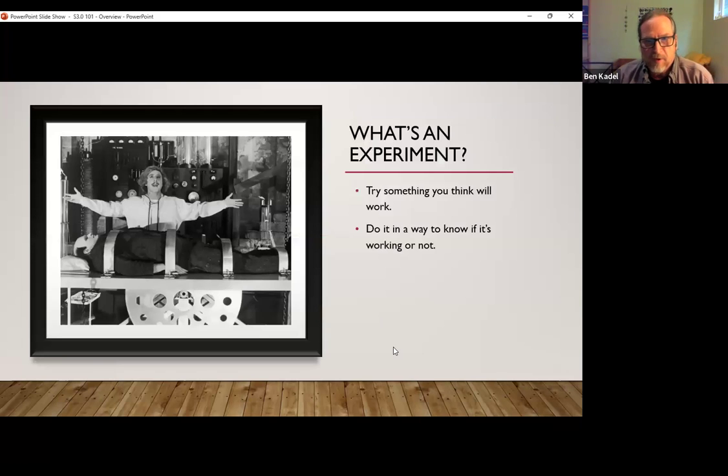So what is an experiment? Bernhard Bockelbrink, one of the co-founders of Sociocracy 3.0, boils it down to: try something that you think will work, and do it in a way where you can tell if it's working or not. It's really the second point that is the key here. Our traditional, habitual way of working is the so-called Einsteinian definition of insanity: we keep doing the same thing and expecting different results. What we want to do is set our projects up in a way that we can actually see if we're on track or if we might be getting off track.